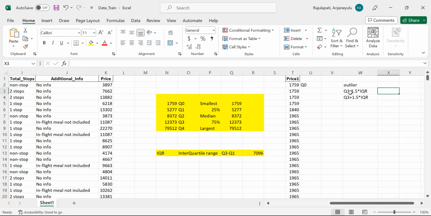You know Q1 and you know IQR. So tell me the value of Q1 minus 1.5 into IQR. Q1 is 5277. 5277 minus 1.5 into the IQR. This is the IQR value, right? Into 7096.